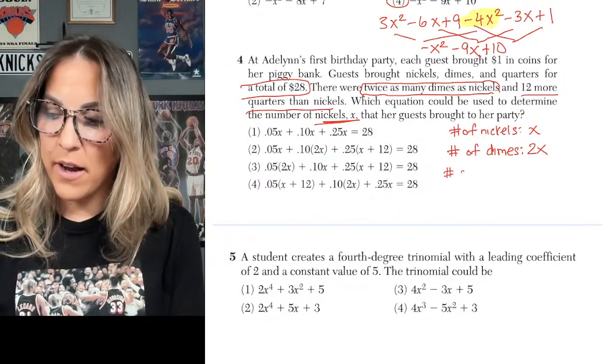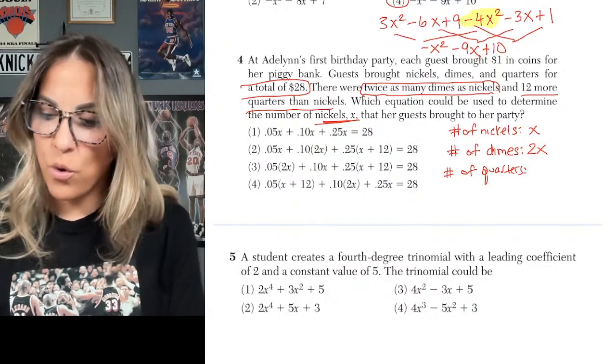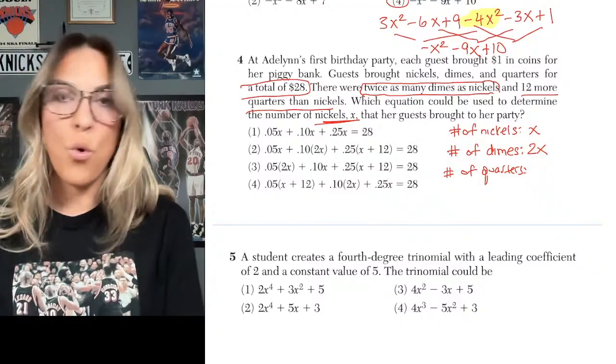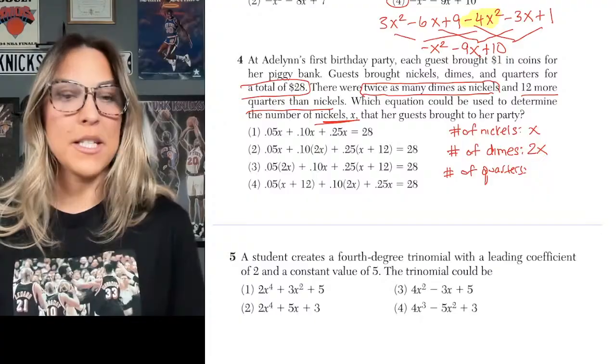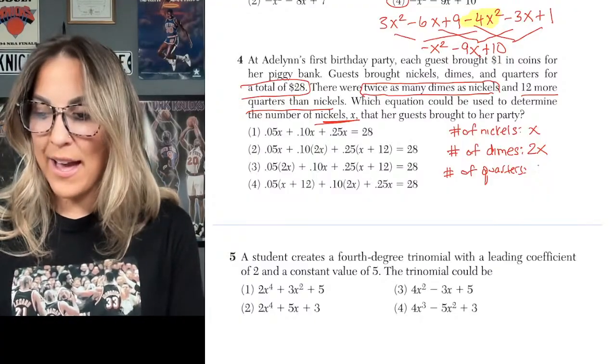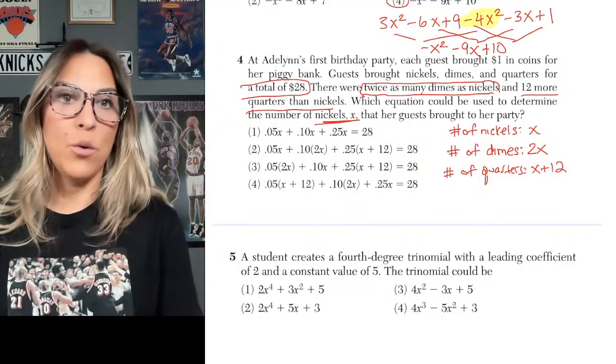And lastly, let's find an expression to represent the number of quarters. So the quarters, it says that there are 12 more quarters than nickels. So 12 more means that I'm adding 12 to however many nickels there were. There are X nickels, so that means that X plus 12 would tell me how many quarters I have.